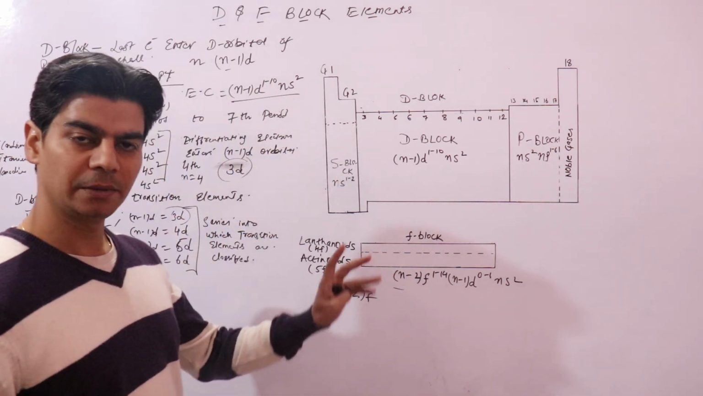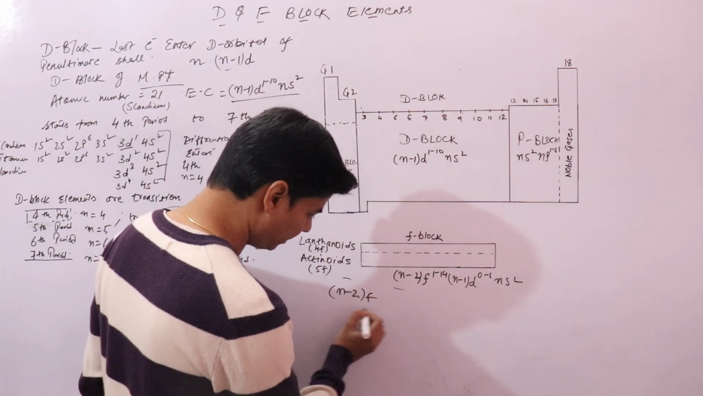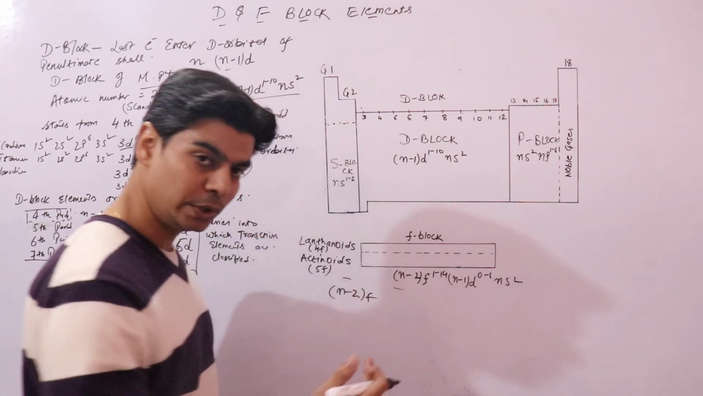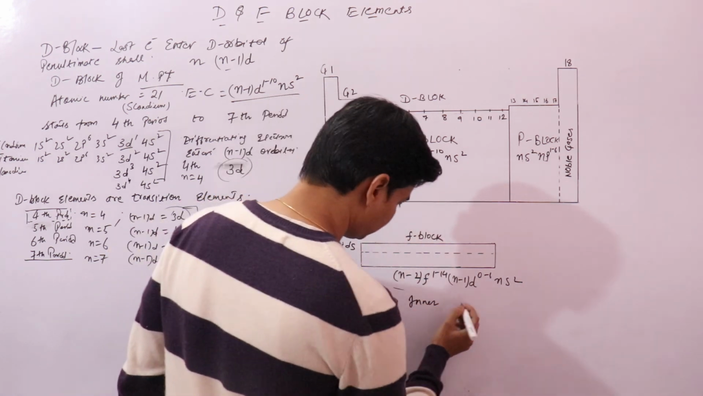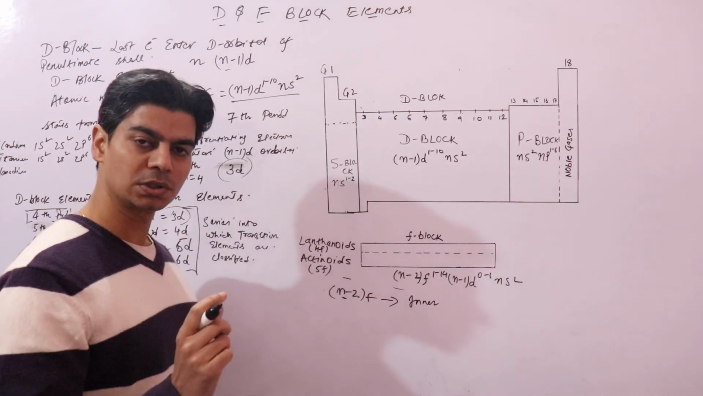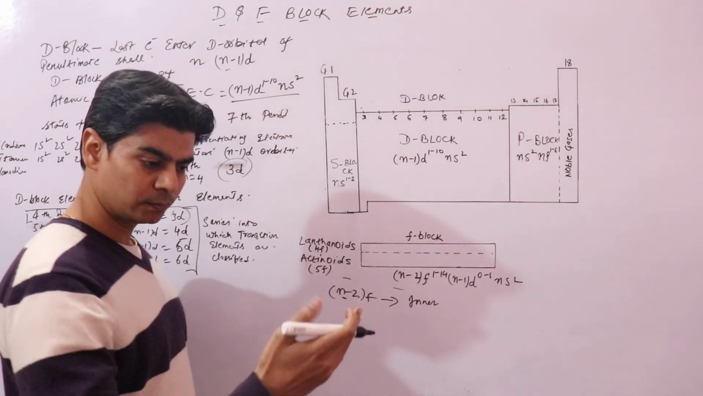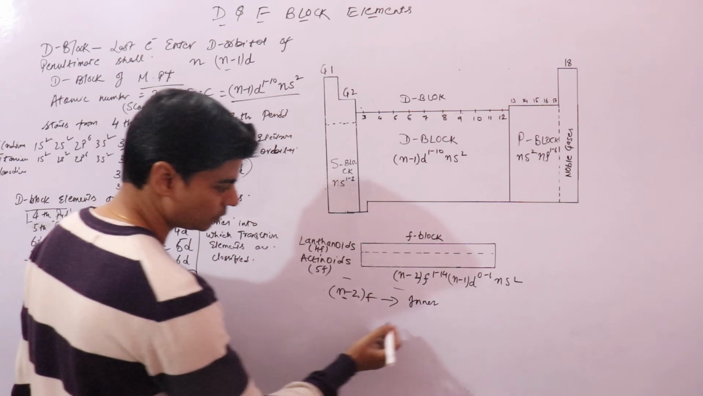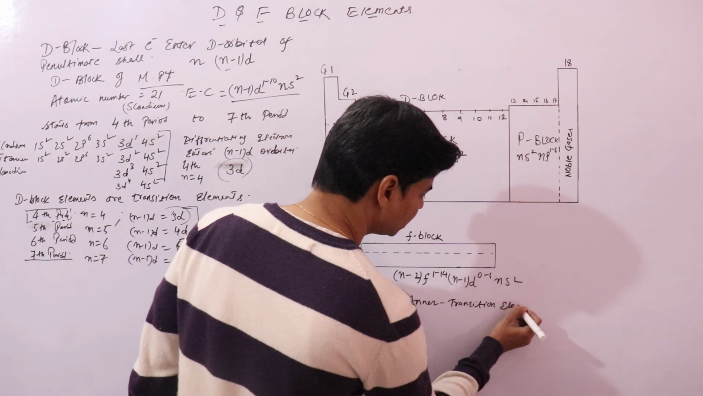We'll talk more about F block elements in another lecture. Since the electrons are going to the inner shell, we call these inner transition elements. This is n-2: if the outermost shell is n, then the last electron will go to the f orbital of the inner shell of the penultimate shell, that is, one before the penultimate shell. That is why we call these inner transition elements.